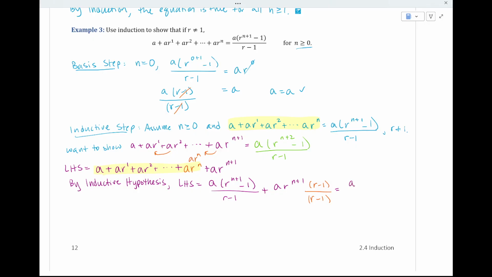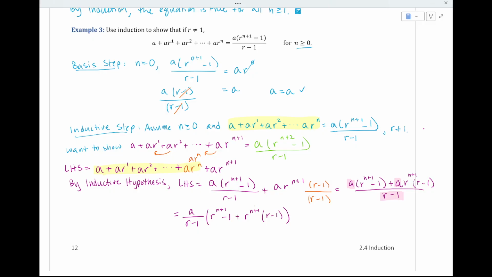So this is A times (r^(n+1) minus 1) plus A times r to the n plus 1 times (r minus 1), all over r minus 1. This is equal to, and I'm going to factor some things out. I think I can take out an A and an r minus 1 on the bottom, so I'm going to write that off to the side. And then look at what I have left over, which is r to the n plus 1 minus 1 plus r to the n plus 1 times (r minus 1).